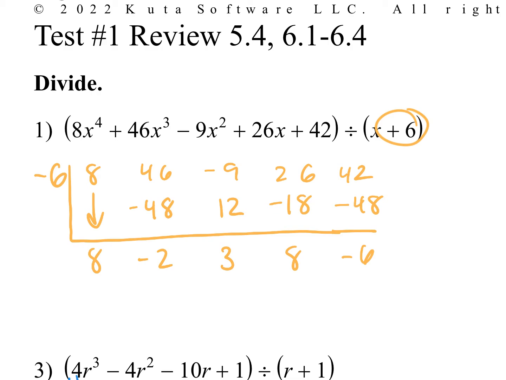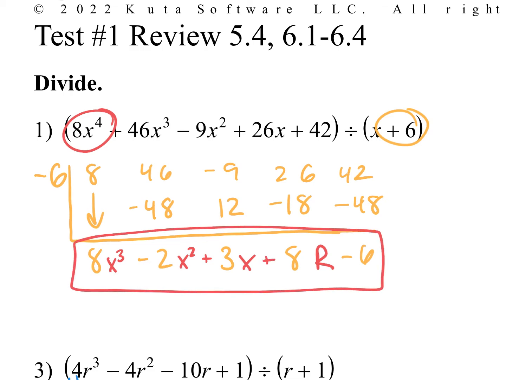So if our question started with x to the 4th power, what does our answer have to start with? X to the 3rd, then x squared, then x, then the number, then the last one's our remainder. So if it doesn't have a plus sign or minus sign, we add a plus there. So this would be our answer.